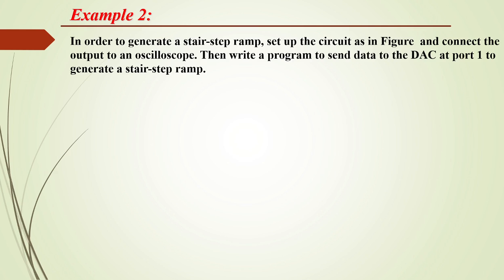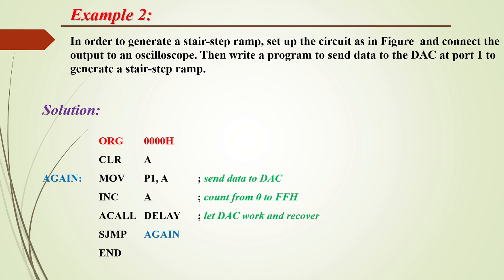So here is our second example, to generate a stair-step ramp. Set up the circuit as shown in the previous slide and connect the output to an oscilloscope, that is nothing but the CRO. Then write a program to send data to the DAC at port 1 to generate a stair-step ramp. So it is very simple. We have to generate a stair-step ramp signal using the circuit.